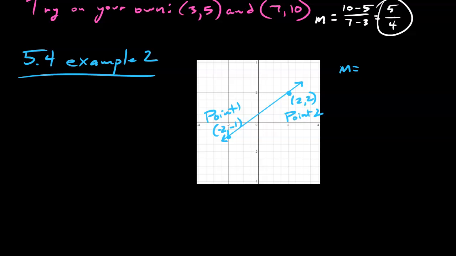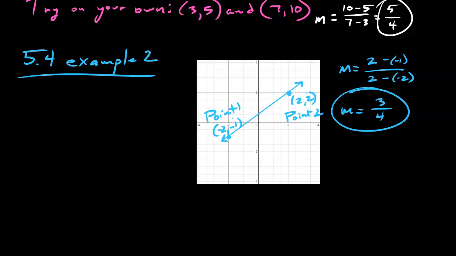So you did it good, except you had the x's on top and the y's on the bottom. So the top would be 2 minus negative 1. So y2 minus y1. The bottom would be 2 minus negative 2. Otherwise, very good job. So then we would have 3 over 4. And then that's done.